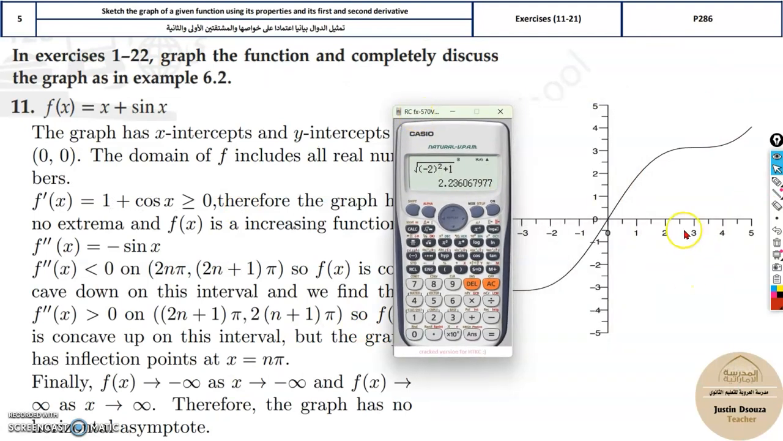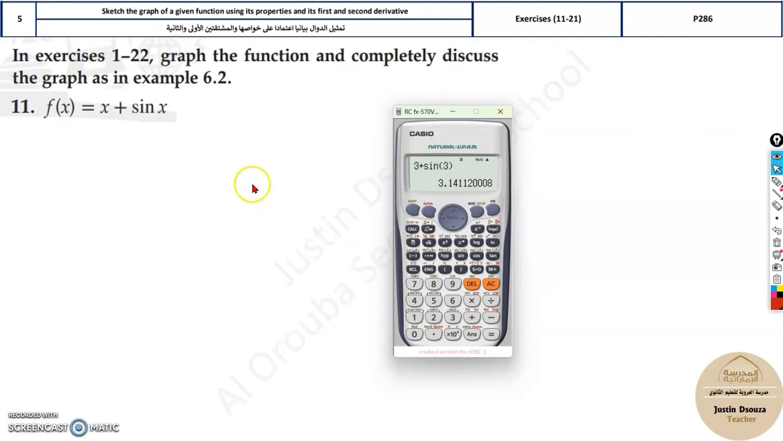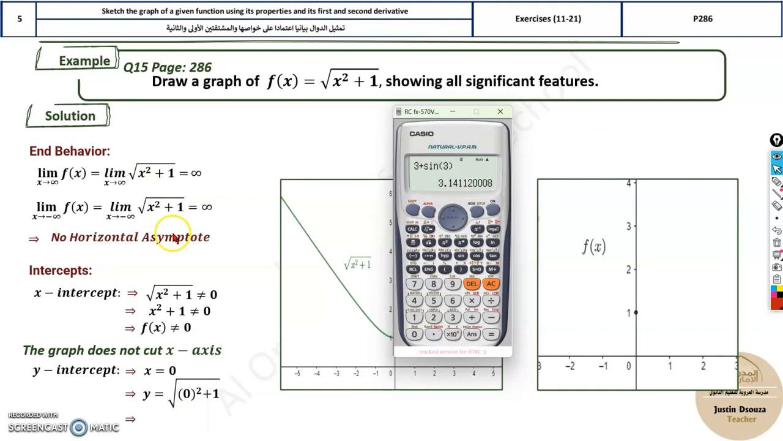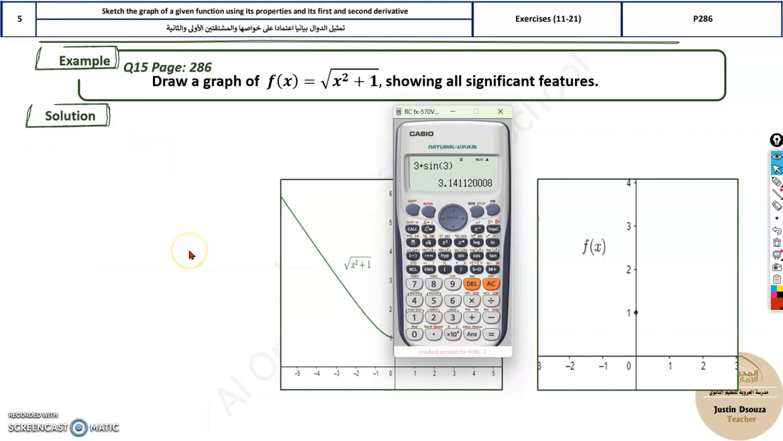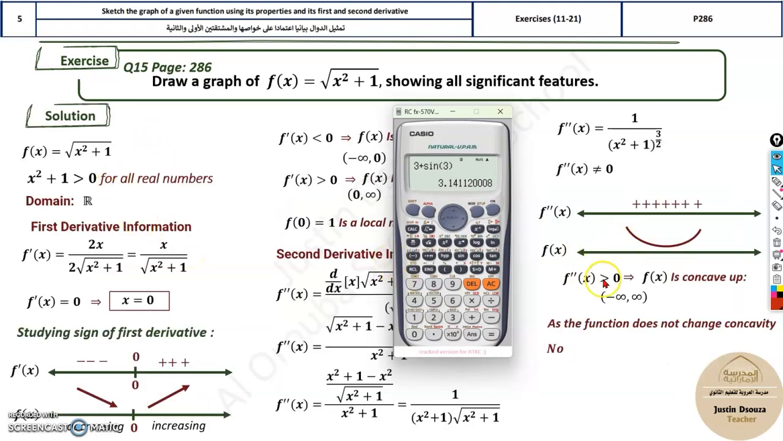Now let's take over here, say I'll take value number 3 and put it over here. 3 plus sine 3. Since sine is there, make sure I put it in radian: shift, mode, and 4, and I will get the answer now. 3.14. Yes, that is almost correct. Same way you can check all the other graphs and you can easily get the graphing. Otherwise, just do the method which we just now did. Oh, this is very important. First derivative, second derivative, and then you can easily understand the graph.